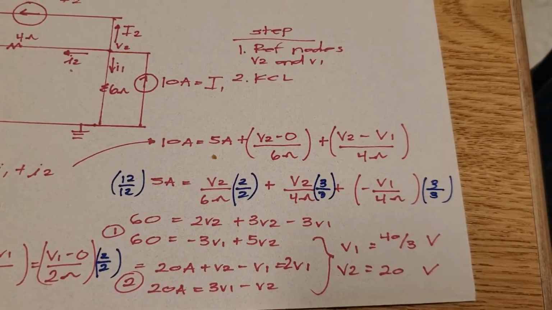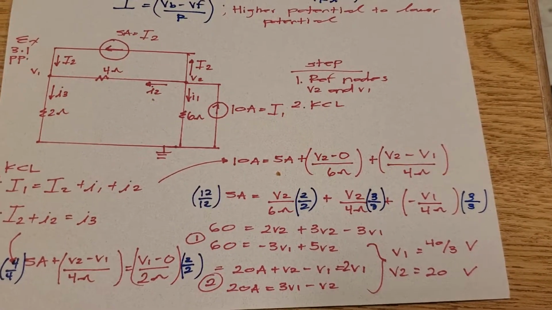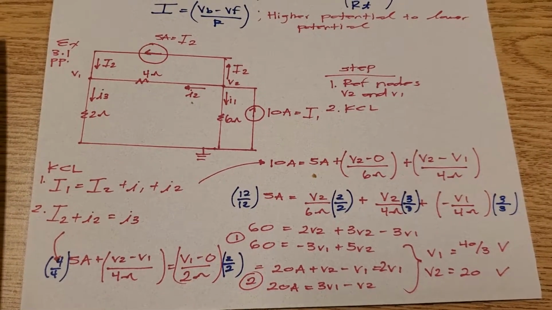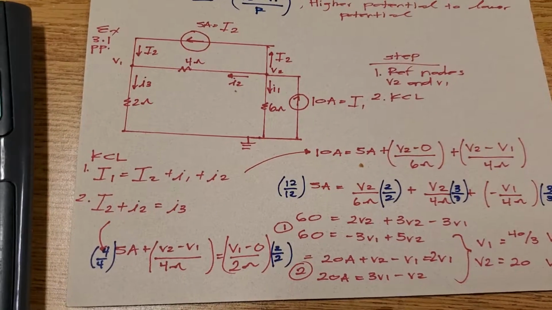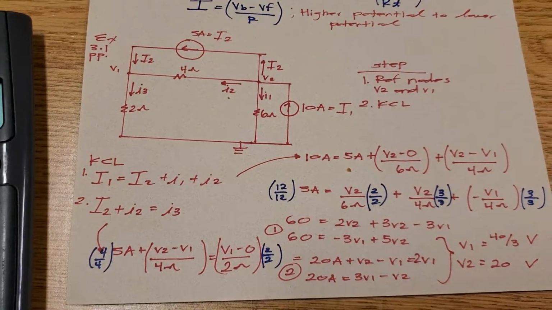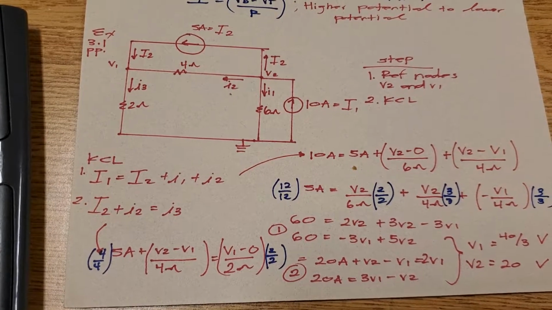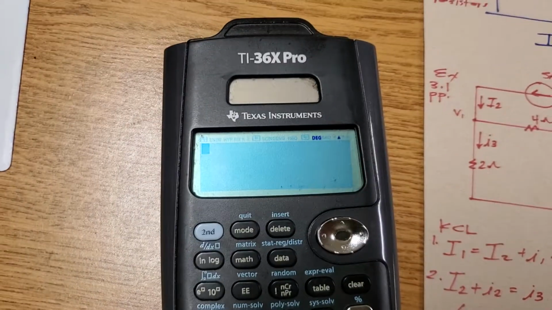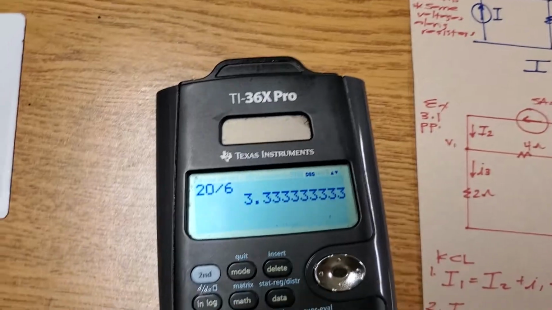Let's say you want to check if you're correct. Apply it back to your KCL. For my first equation, I know it's 10 amps equals 5 amps plus I1. And I know I1 is V2 over 6. So I'm going to do V2 over 6, which is 20 divided by 6. That's 3.33.